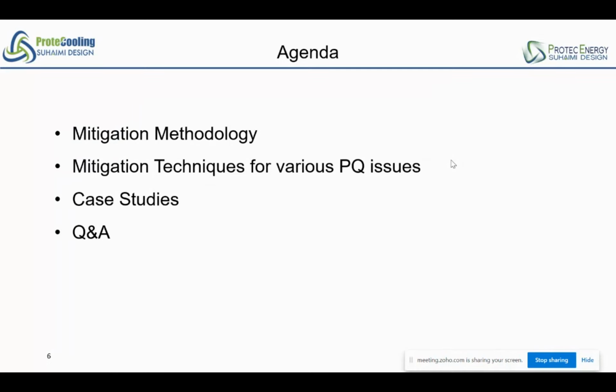Now the third is going to be more on how to mitigate, what methodology we have to follow for mitigating power quality issues, and the different solutions available for some of the power quality issues. Then some case studies, and we'll be focusing more on question and answers. We cannot cover all the mitigation techniques for all power quality issues, so we'll focus on a few limited power quality issues with a few limited solutions.